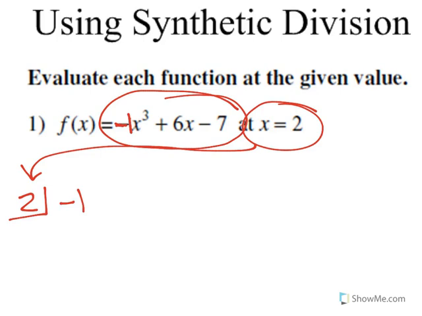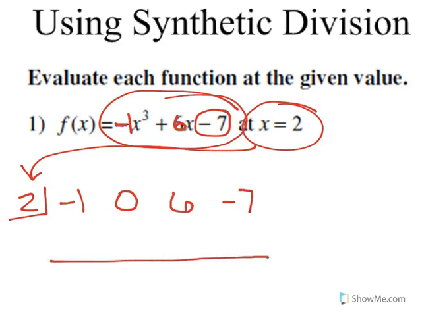There is no x squared, so you have to put a place for it, and you'll see why later. And then the number in front of x is 6. And then you have another coefficient that's -7. Now you're going to skip a line and draw a line. And then we're going to follow our steps. So you bring down your first number. Bring it down. So -1 comes down.